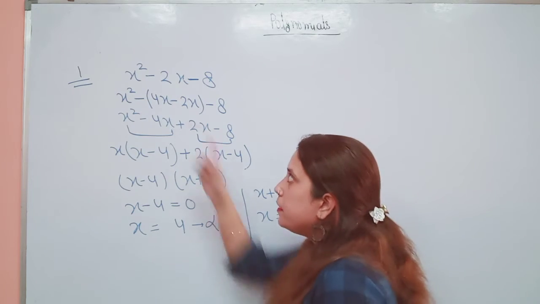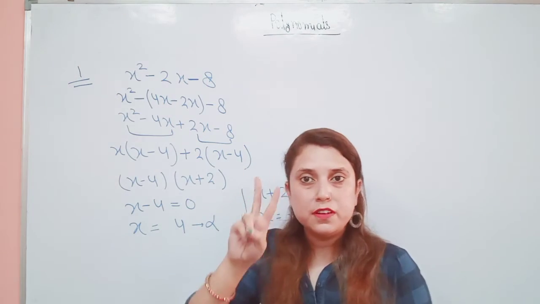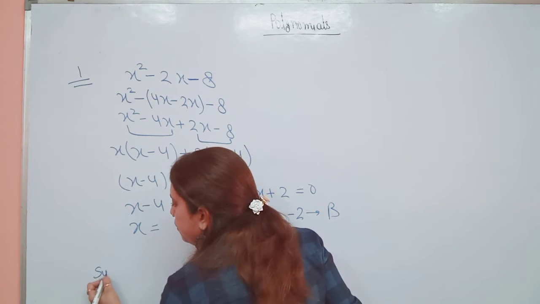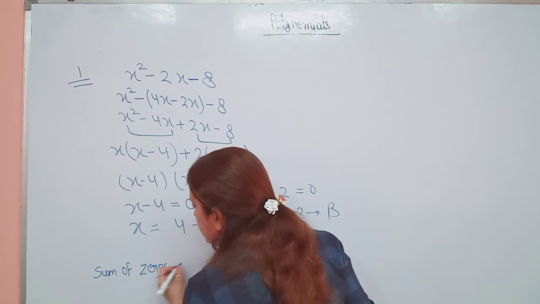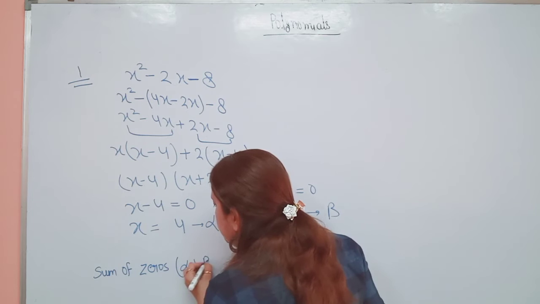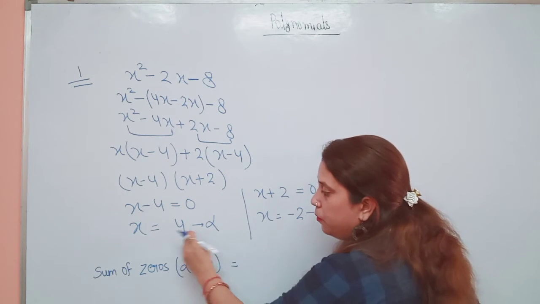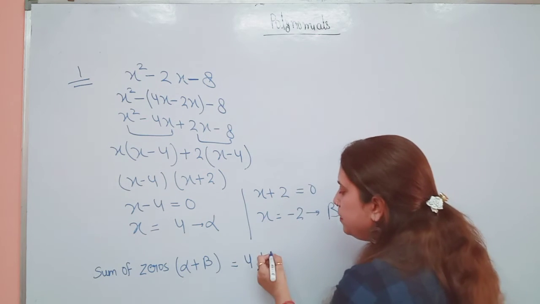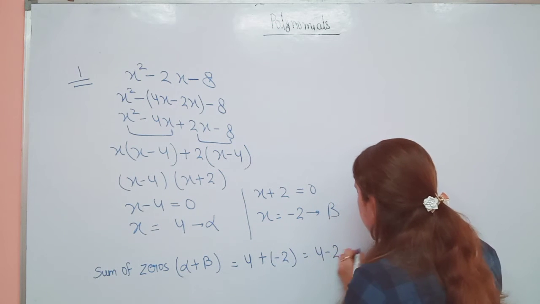Relation. Here it is a quadratic polynomial. So how many relations? 2. First relation, sum of zeros. Alpha plus beta. What is the sum of zeros? Alpha plus beta. What is the value of alpha? 4. What is the value of beta? Minus 2. 4 minus 2 is equal to 2.